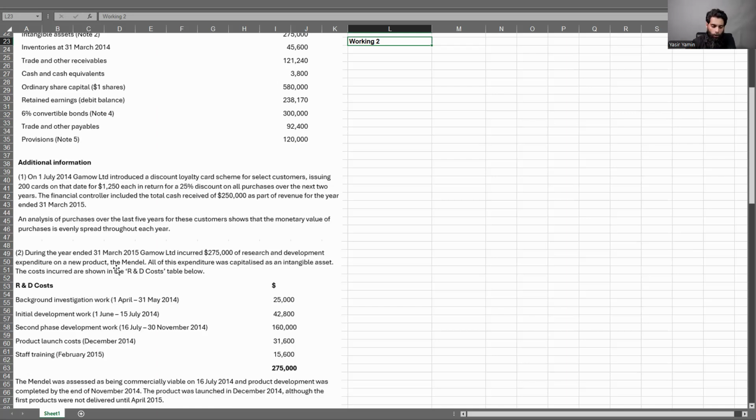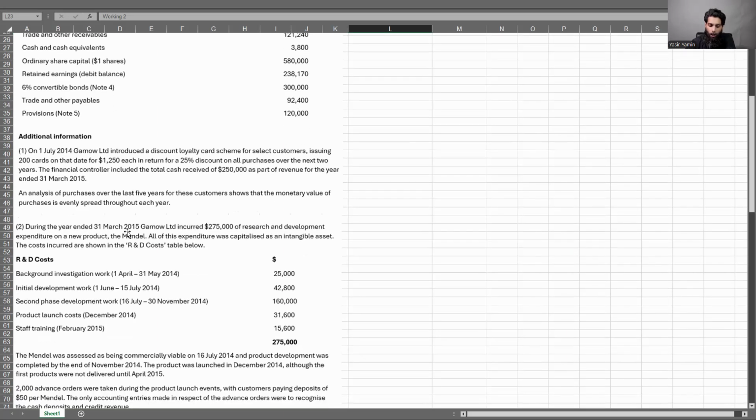Excellent, guys. So examiner says during the year ended 31st March 2015, Gamow Limited incurred $275,000 of research and development expenditure on a new product, the Mendel. All of this expenditure was capitalized as an intangible asset. By the way, the entire 275,000 has already been capitalized as an intangible asset. That's already done, right? The costs incurred are shown in the table below.